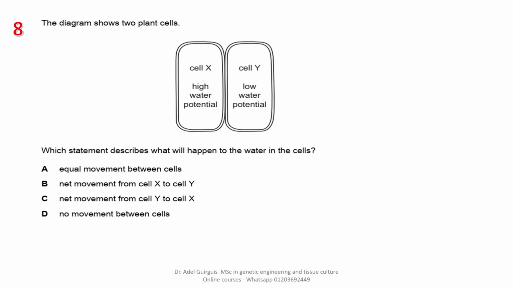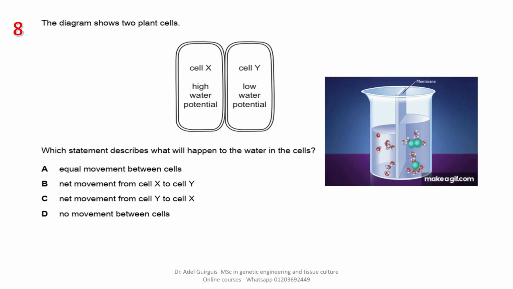Number 8. The diagram shows two plant cells, cell X and cell Y. Cell X has high water potential, cell Y has low water potential. Which statement describes what will happen to the water in the cells?